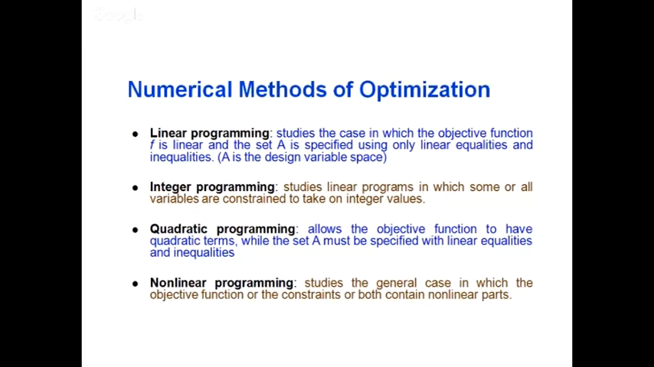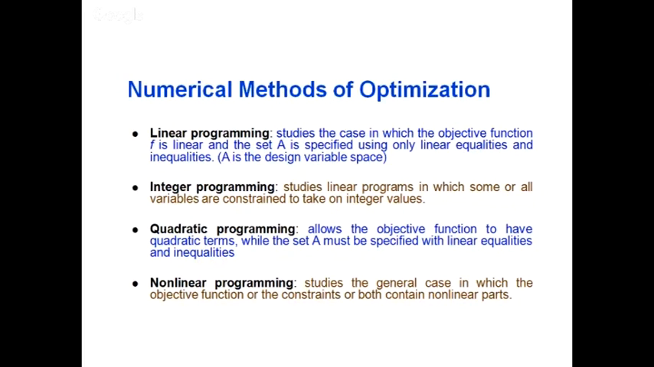These are the numerical methods. Linear programming will be only for linear optimization problems, where both the objective function as well as the constraints are of the linear type. Integer programming, where all the variables will take integer values. Decimal values nahi ho sakte isme.